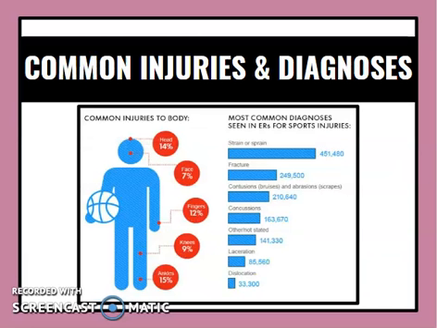Common injuries and diagnoses. So we can see on this chart that common injuries to the body, we have the head and the ankles as the highest ones at 14% and 15%. And if you look on the right-hand side, the most common diagnosis seen in emergency rooms for sports injuries are strains or sprains. And then if you go further down, we see that concussions is the fourth one down, and we will be talking more about concussions as that is very important.